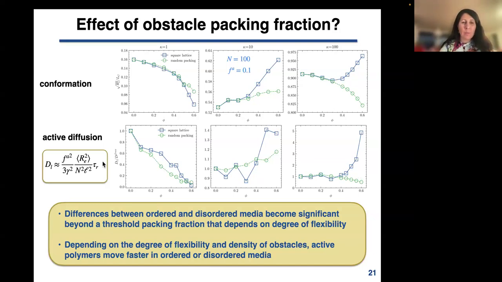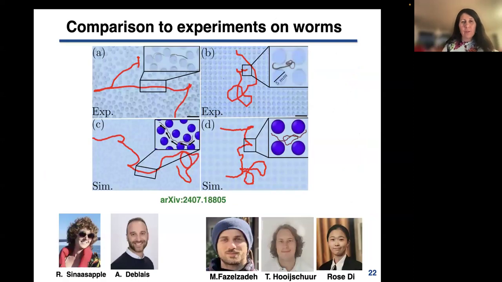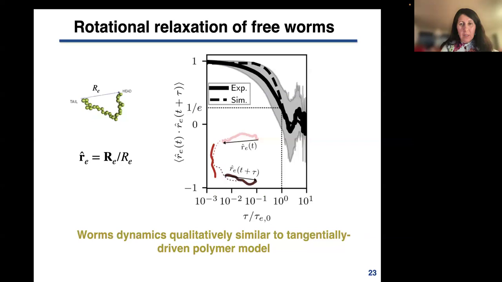But nevertheless, what is important is that you can understand the long-term diffusion in terms of the mean conformation and the time it takes to reorient the end-to-end vector. And now I move on to the experiments that have been done with my colleagues in Amsterdam, Rosa, who is a PhD student, and Antoine Deble. I forgot to mention my PhD students, who have been helping with these projects: Mohammad, Tuan, and Rose, who is a recent PhD student.